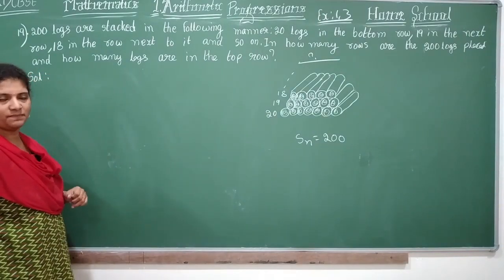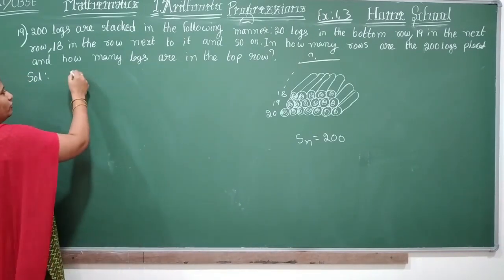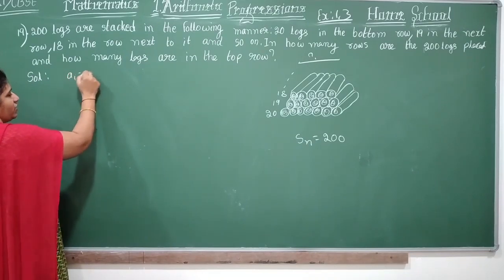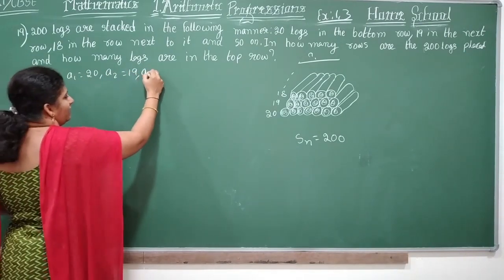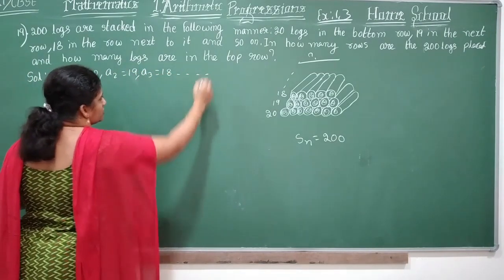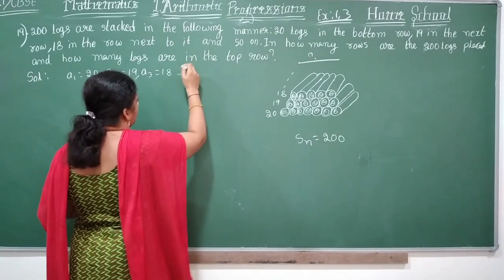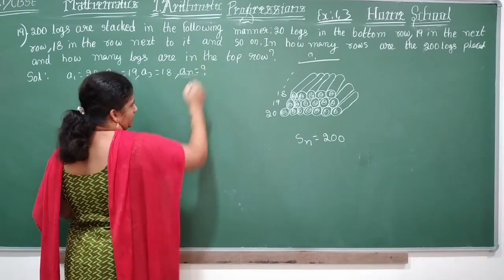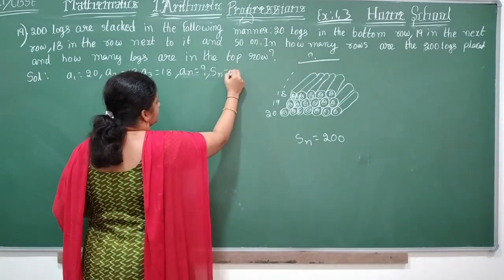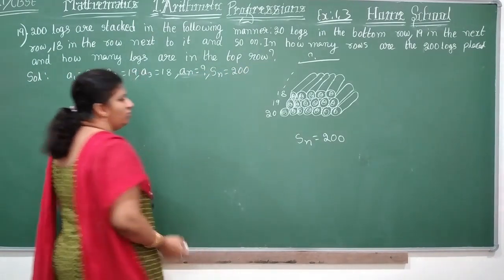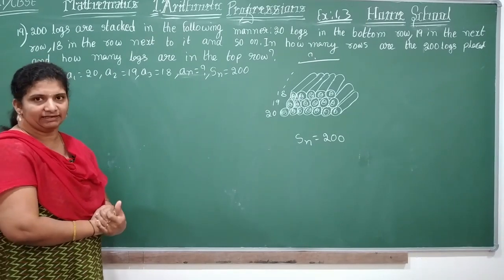The number of logs placed in the bottom row, let it be A1 is equal to 20. A2 is equal to 19. A3 is equal to 18, and so on. We are coming from the bottom, right? And what is the question here? AN is equal to how much? How many logs are placed in the top row? And what did they give here? Sum of the logs SN is equal to 200.